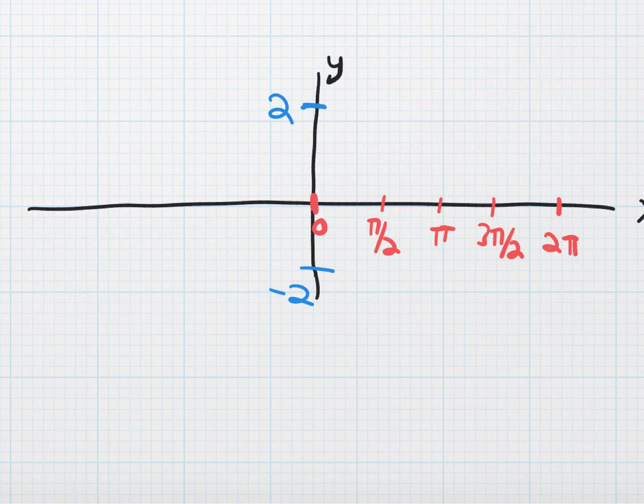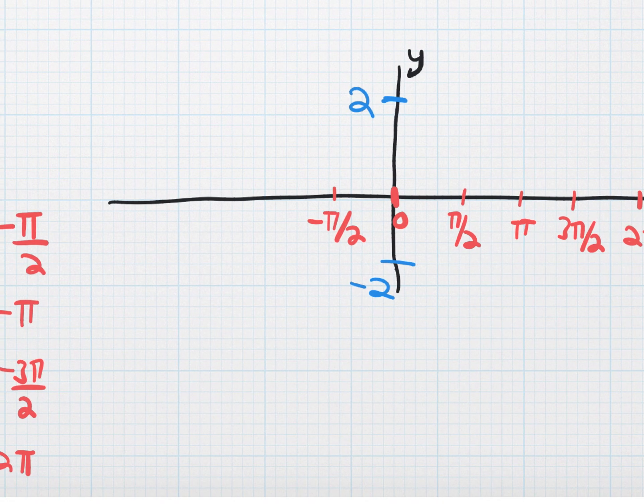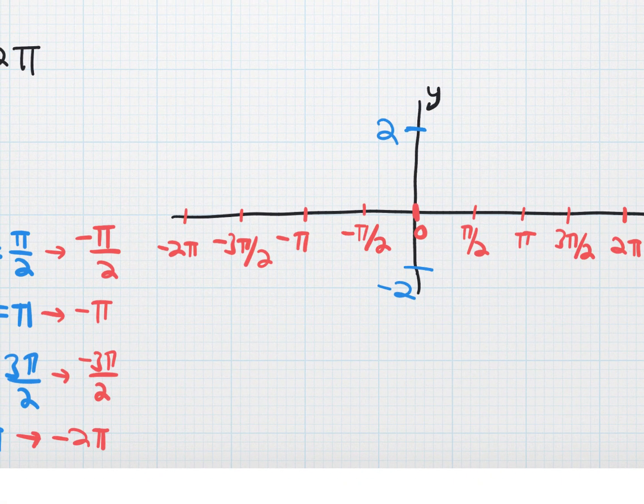We also had negative numbers. So those negative numbers, we're just going to go in the other direction. It's going to be negative pi over 2, negative pi, negative 3 pi over 2, and then negative 2 pi. All right, so our axes are labeled now. All we have to do now is graph it.